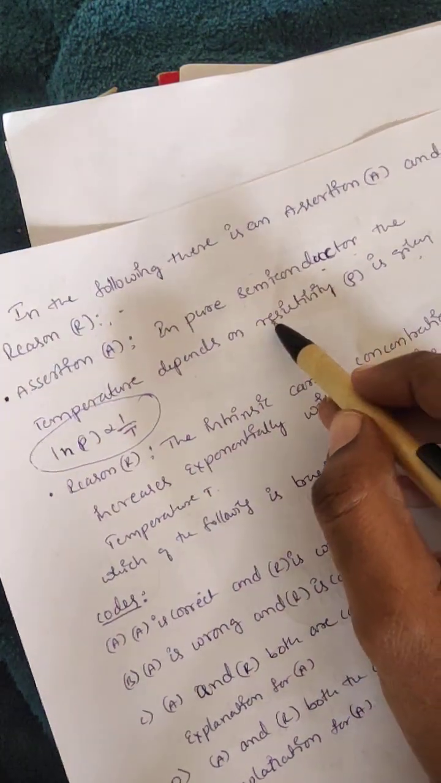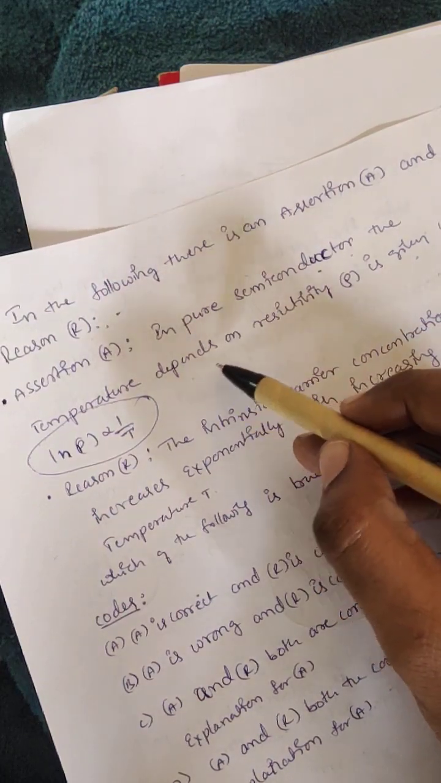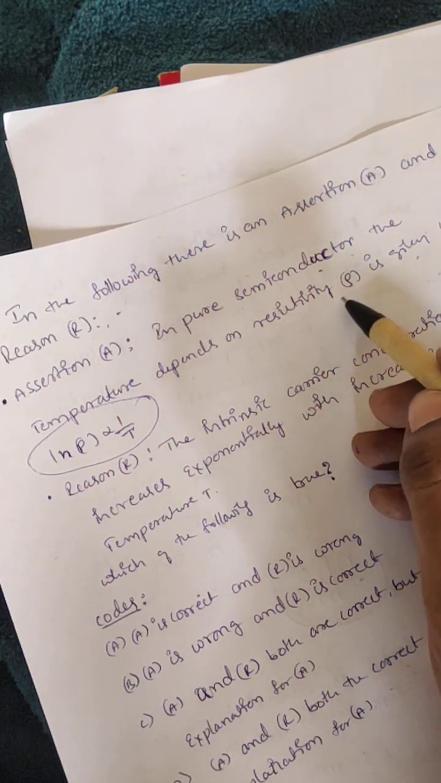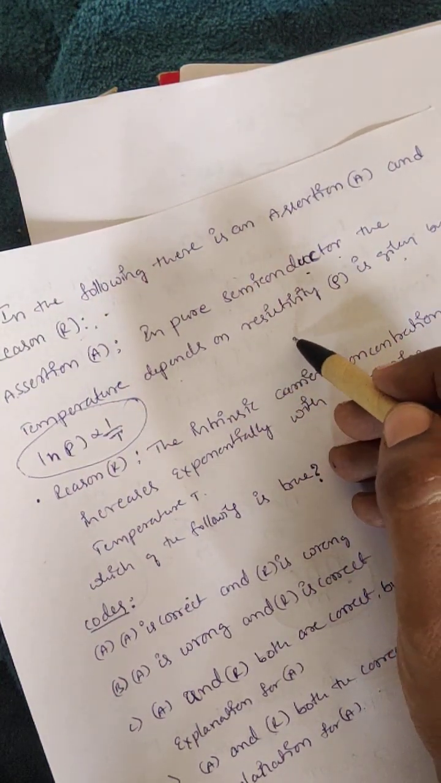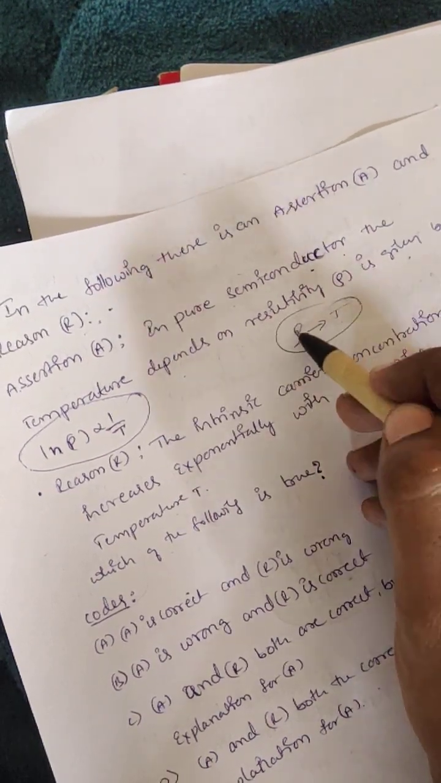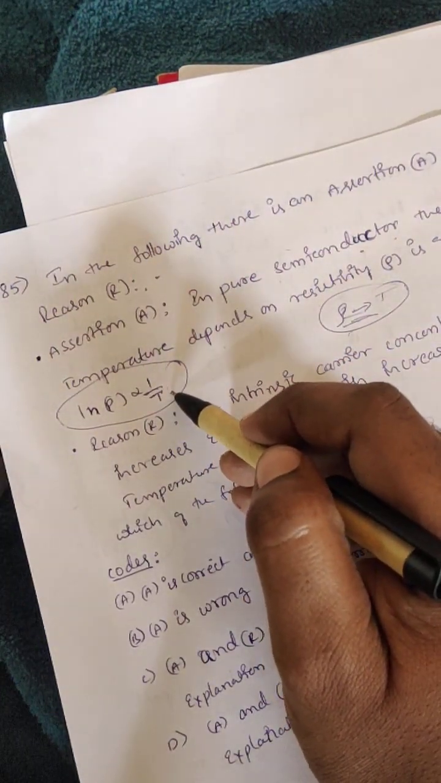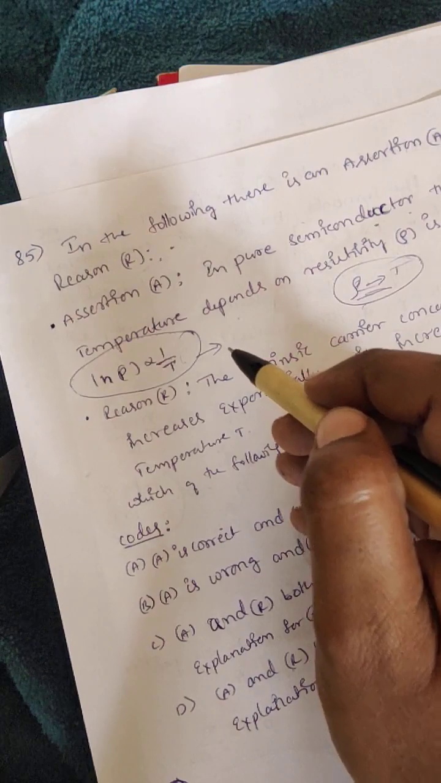They have given the statement: in a pure semiconductor, the temperature dependence of resistivity rho is given. That means the relation of resistivity versus temperature is given, that is ln rho proportional to 1 by T. So we should verify whether it is right or wrong.